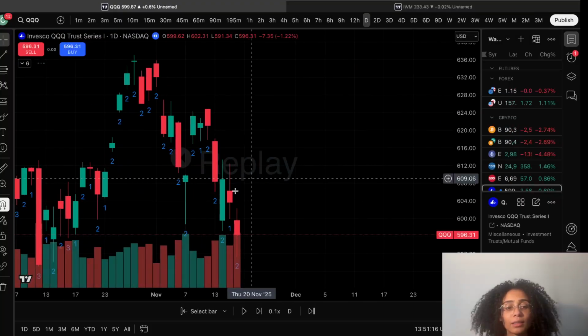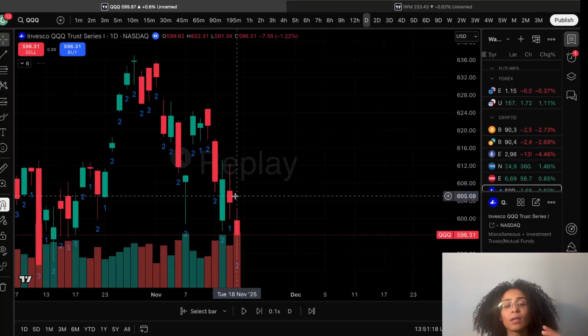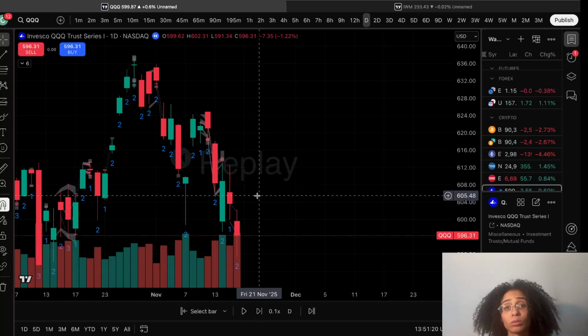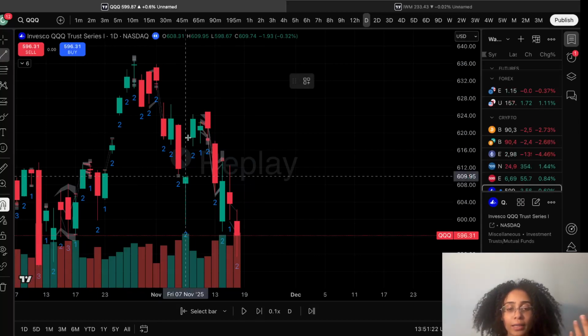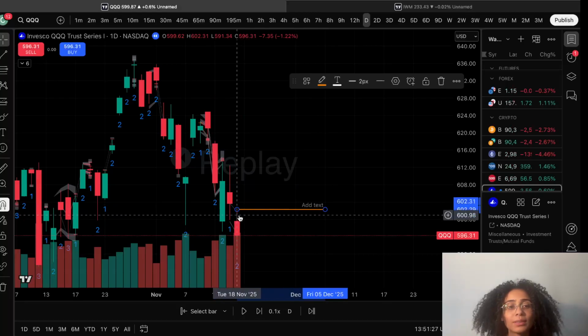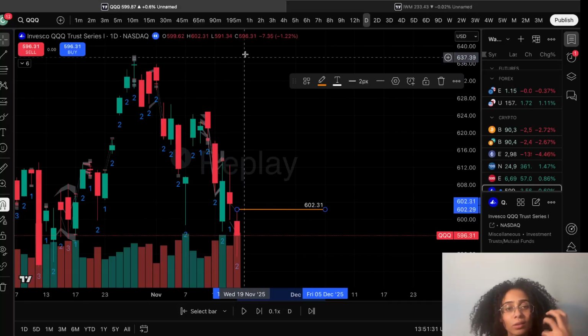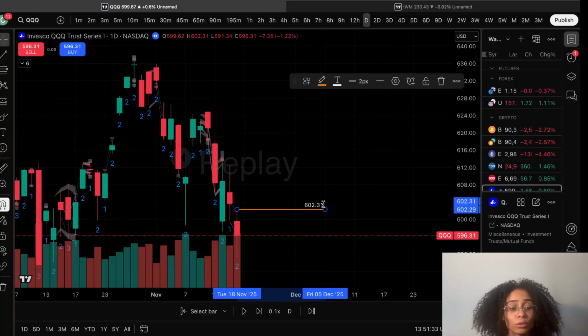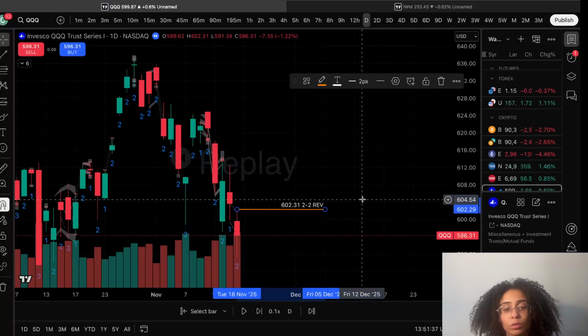So if you look at the daily, yesterday on Tuesday, November 18th, what do we have? We had a 2 down. Alright, okay. Again, I'm just oddly bullish today. What's the high of this candle? 602.31. Now let's go ahead and break it down. That's just the 2-2 rev on the day.